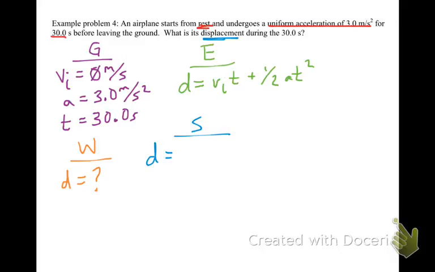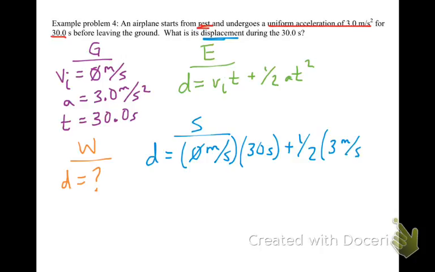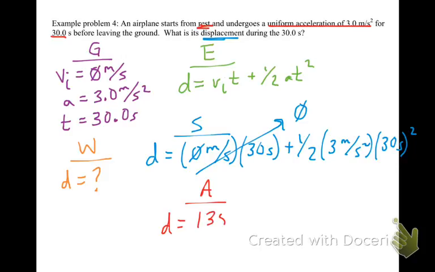So we've got d equals 0 meters per second times 30 seconds plus 1/2 times 3 meters per second squared times 30 seconds squared. The first term is going to wind up going to 0 because anything times 0 is 0. Solving algebraically, we would get our distance or displacement is equal to 1350 meters.